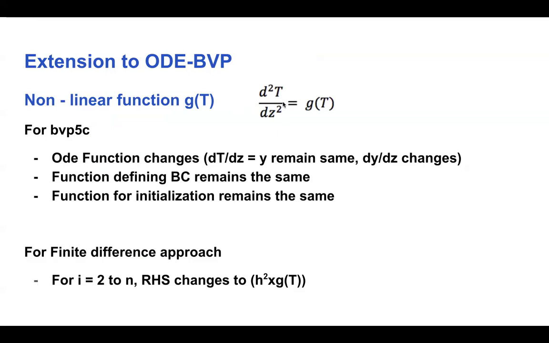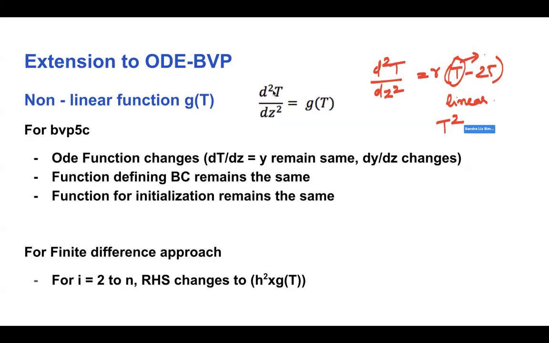So first, what if you have, earlier you had the function like this, right? The earlier function was d square T by dz square is equal to gamma (T minus 25). So this was first order in terms of T. It was a linear function. What if we have a non-linear function, something like T square or e raised to T? When you have a non-linear function, what do you do on this side?